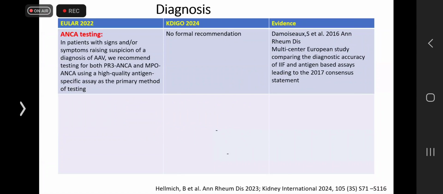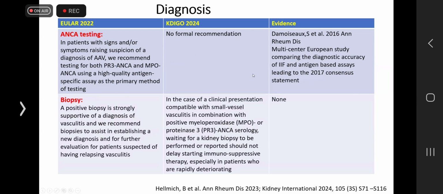And obviously, we know there are 2 main things we are going to be talking about. One, first is the ANCA testing, and the second one is the kidney biopsy. The EULAR 2022 states in patients with signs and or symptoms raising a suspicion for diagnosis of ANCA vasculitis, we recommend testing for both PR3 ANCA and MPO ANCA using high-quality antigen-specific assays as the primary method. KDIGO 2024 does not have any formal recommendation, and I will go over the evidence for this in a minute.